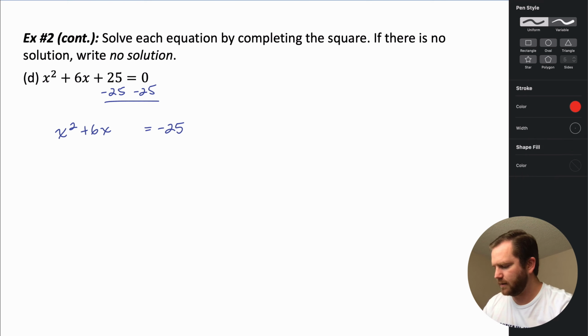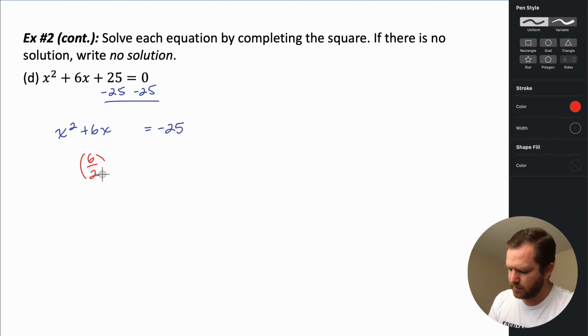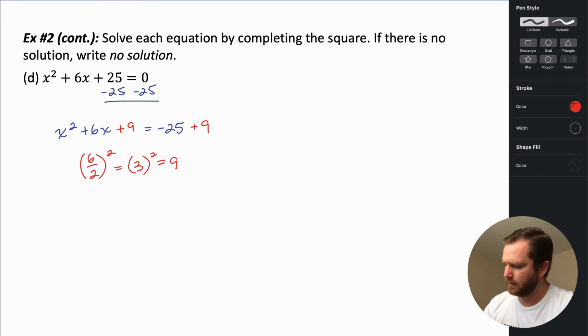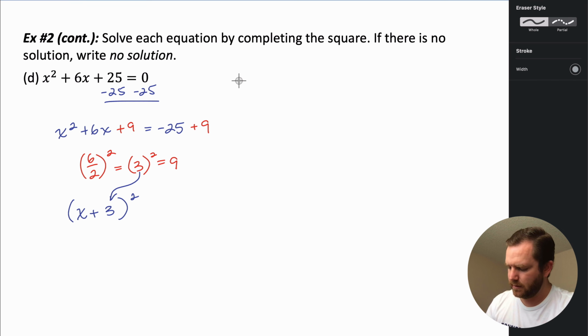Let's go ahead and take the middle term, divide by 2. So it's positive 6 divided by 2 squared. So that's going to be positive 3 squared is 9. So I'm going to add 9 to both sides. And then we can factor. So I know that this left is a perfect square trinomial now. It factors to be x and then this value, right, plus 3 squared.